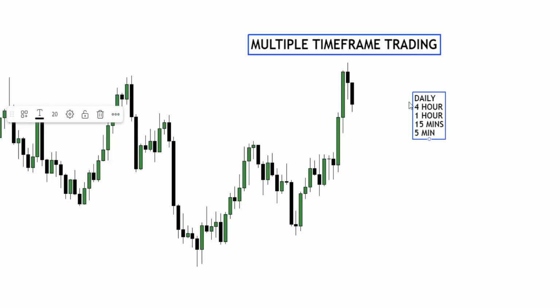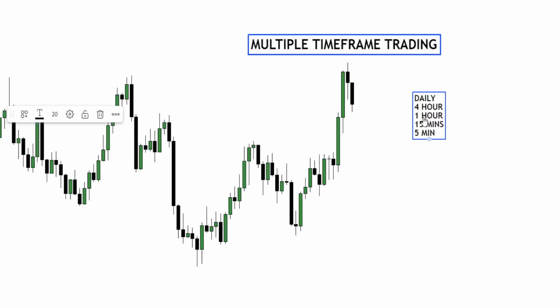You see, these are some of the major time frames that a lot of intraday traders use: the daily time frame, the 4-hour time frame, the 1-hour time frame, the 15 minutes time frame, and the 5 minutes time frame. Now, how do you navigate through these time frames? How do you do your analysis? How do you look at the market? So let's go into this and I will show you everything step by step.